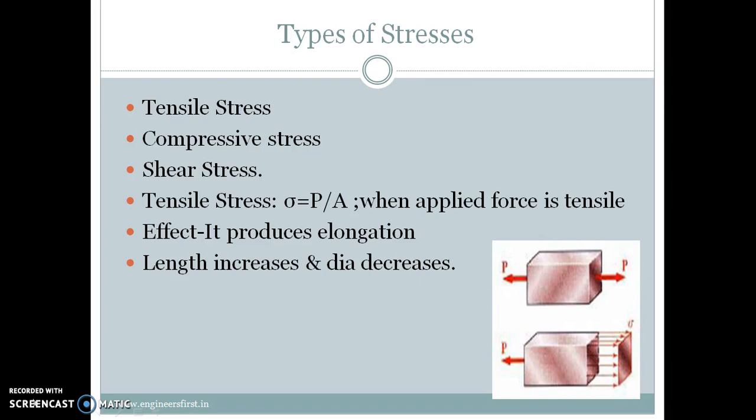Let's discuss further. What is tensile stress? Let us consider the block as shown in the figure. It is acted on with a pull force P, that means tensile force P. When a tensile force acts over it, what changes will we observe? There will be elongation, that means its length increases and its diameter decreases. When we apply tensile force, there will definitely be resistance, and the ratio of the resistive force upon cross-sectional area is nothing but the tensile stress.